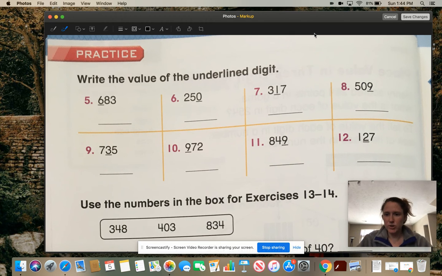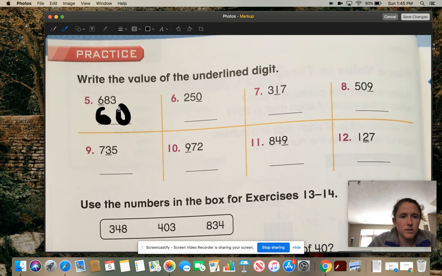Okay, now you guys are done with numbers 5 through 12. Let's check them over together. The 6 is underlined, so this is worth 600. So you could write 600. If you got stuck, you could think there are 2 numbers after the 6, so you would put 2 zeros. The number is a zero in the ones place, so if it's in the ones place and it's a 0, it's worth 0. Okay.